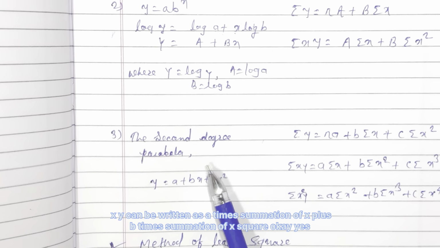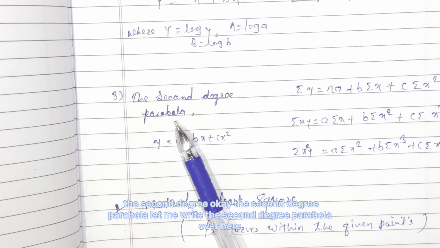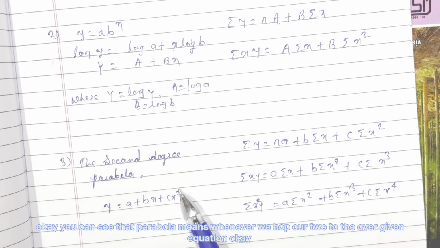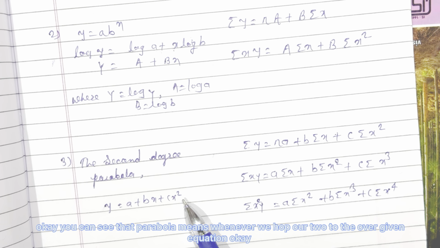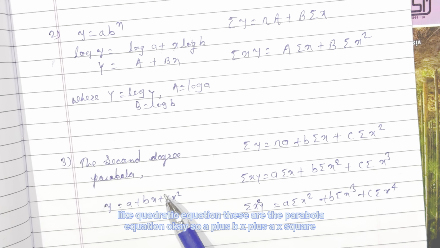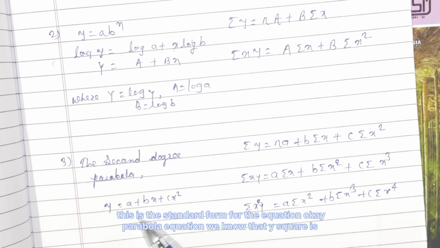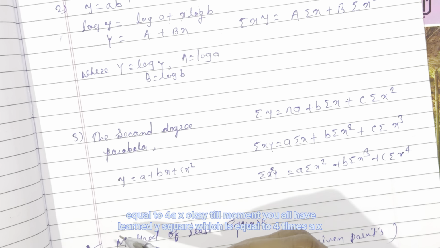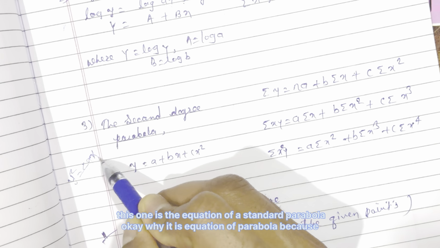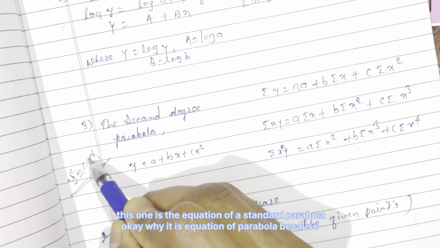Okay, next the second degree parabola. Let me write the second degree parabola over here. Parabola means whenever we have power 2 in our given equation, like a quadratic equation. So a plus bx plus cx square is the standard form of the parabola equation. We know that y square is equal to 4ax; till now you have all learned y square equals 4 times ax. This one is the equation of a standard parabola.